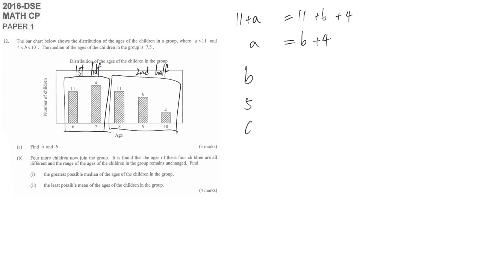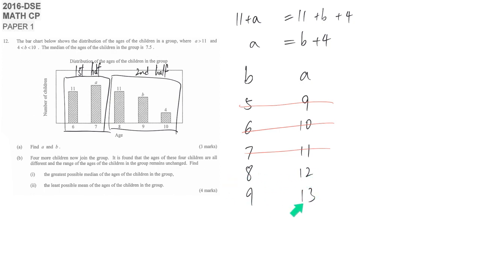So B can be 5, 6, 7, 8, 9, but it can't be 10. The corresponding value of A: if B is 5, then A will be 5 plus 4, which gives us 9. If B is 6, then A is equal to 10, then 11, 12, 13. We also need to consider the constraint for A. A should be larger than 11. So 9, 10, 11 are all unacceptable. These are rejected.